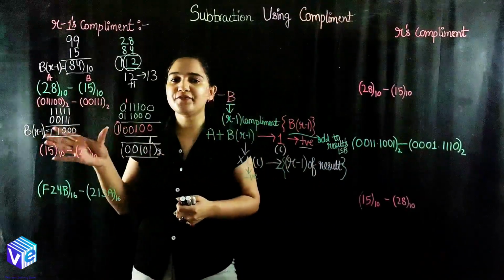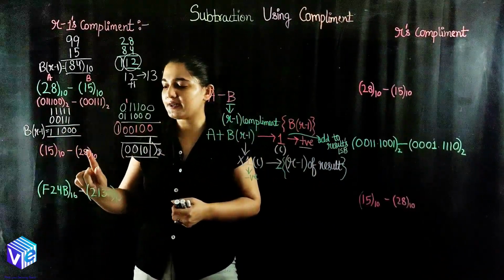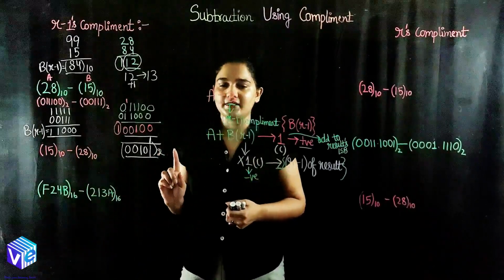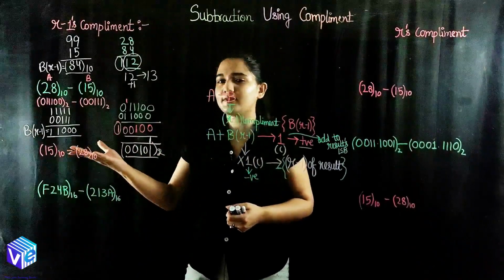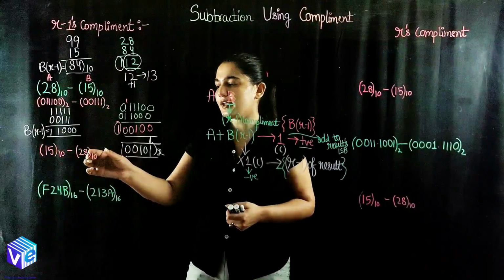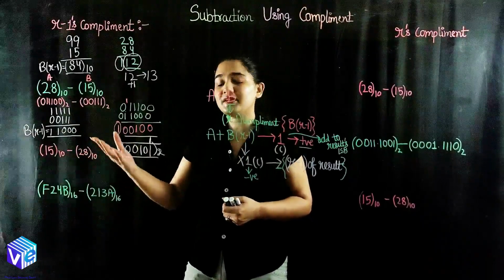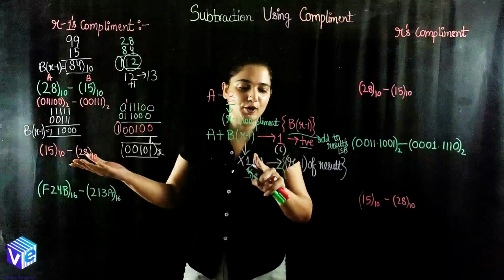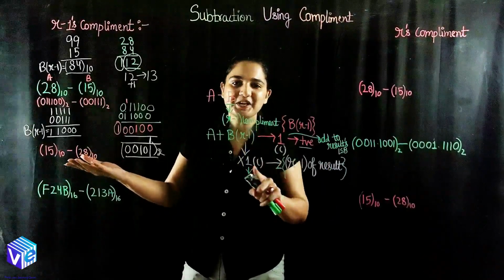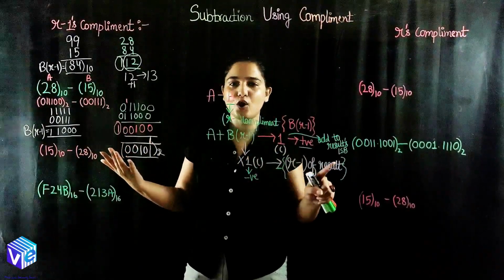Now let's take a different case. Here I have to subtract 28 from 15. Okay, so it's the reverse of what we have already done. So now what will be the answer? We know the answer will be negative. So what am I checking? I am checking this path. So what will happen if I am moving along this path?